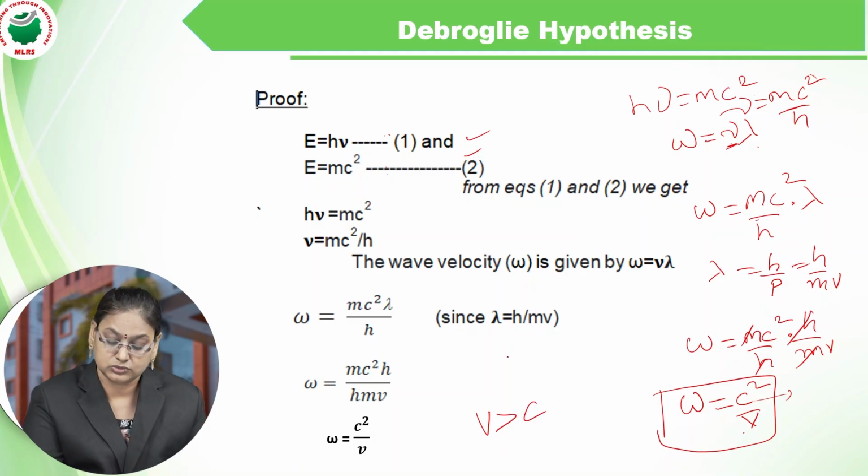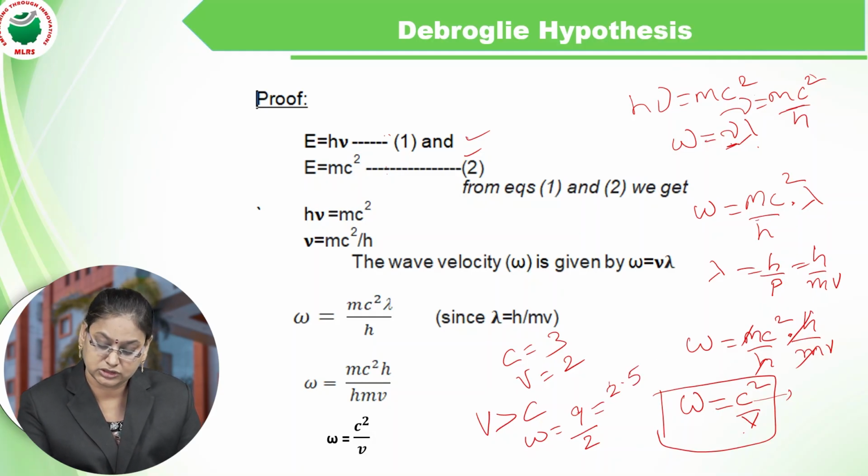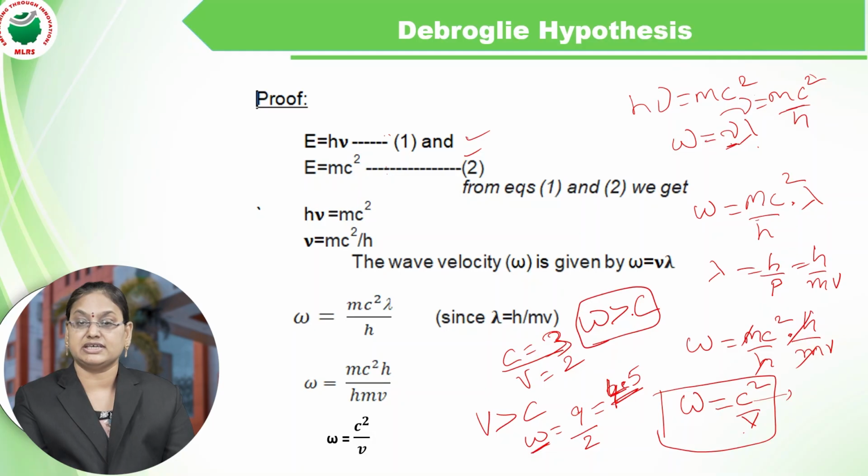For example, take the velocity of light as 3 and the particle velocity as 2. If you substitute these values in this equation, omega is equal to 9 by 2, which is 4.5. So the omega value is 4.5, and the velocity of light is 3. That means omega is greater than c. From this equation we can say that matter waves travel faster when compared to the velocity of light.